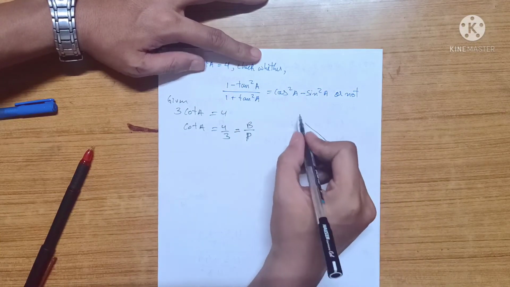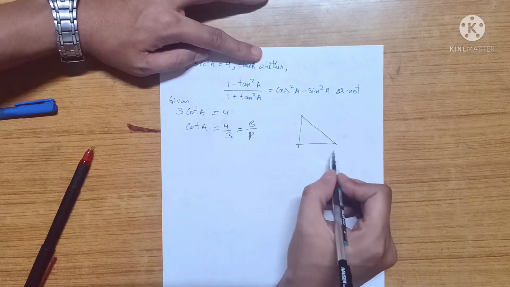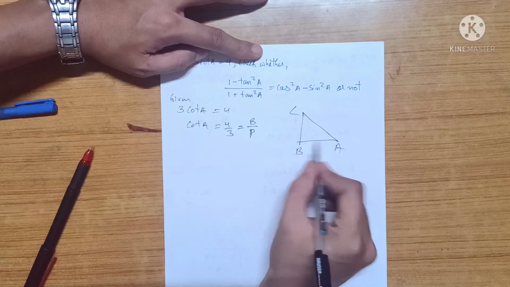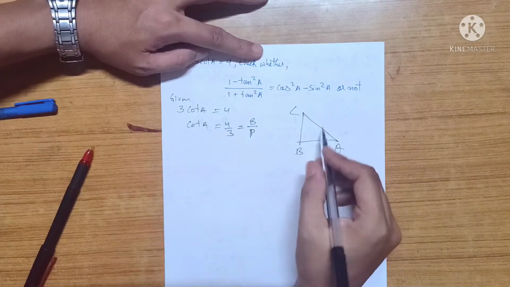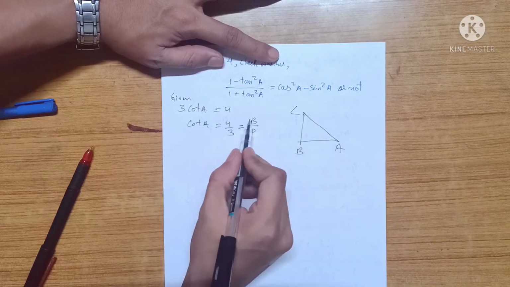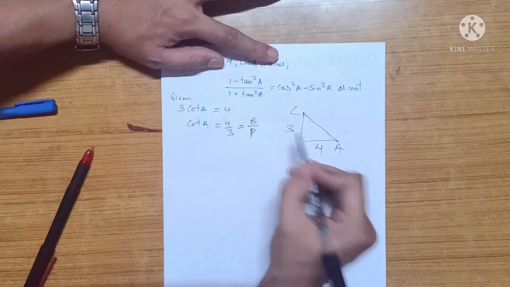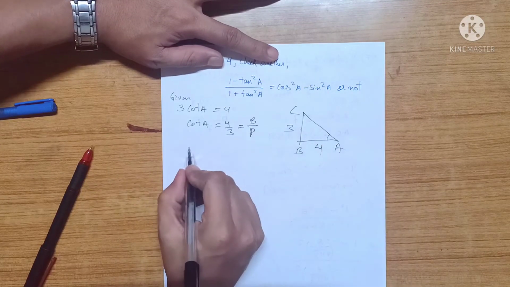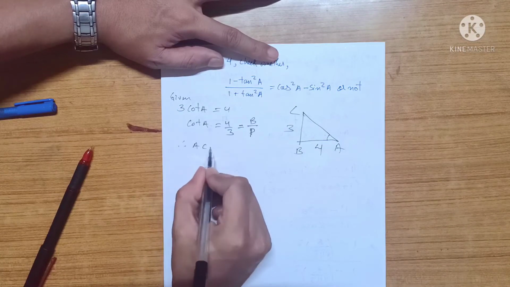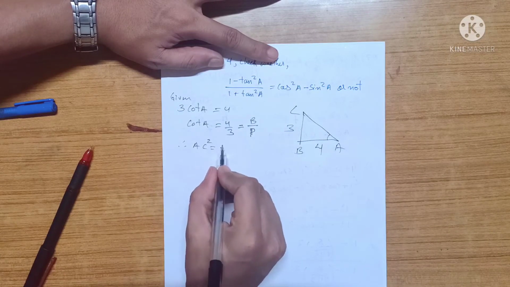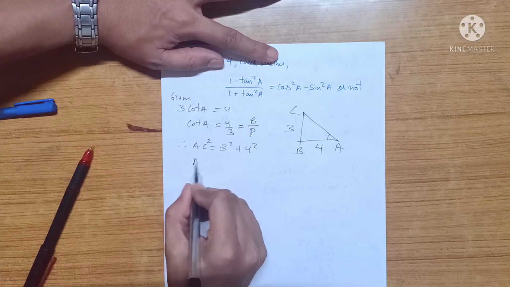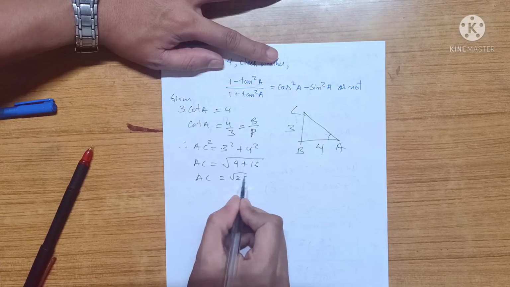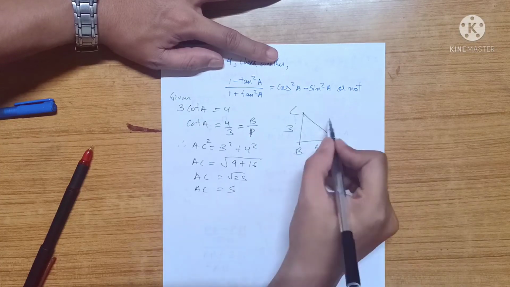If you draw the diagram, since A is this, I'm going to draw the A here, so that the perpendicular becomes this, base becomes this. It's more familiar this way for me, just for me, you don't have to do that. So base is 4, perpendicular is 3. Since it's A, the side opposite to A will be the perpendicular. So we have to find the hypotenuse. AC square equal to 3 square plus 4 square. AC square equal to 9 plus 16. AC equal to root 25 equal to 5. So we're getting this 5.